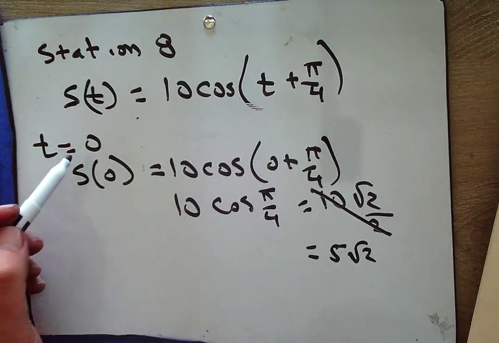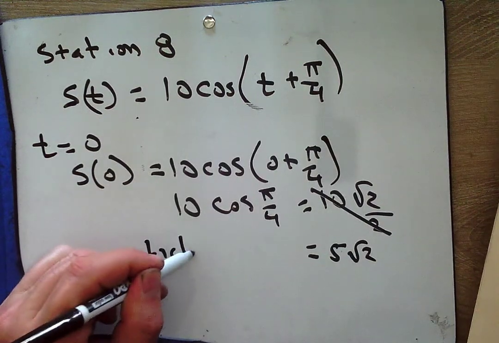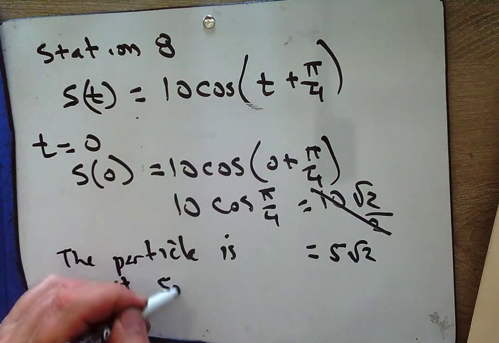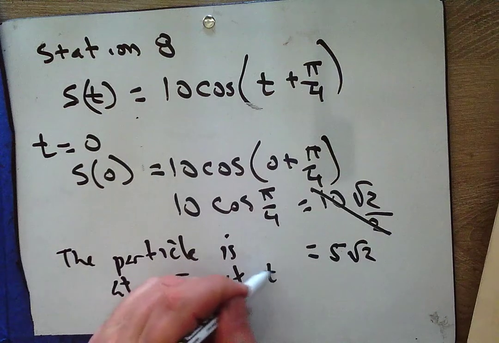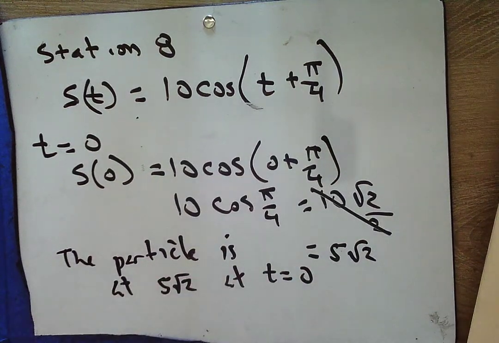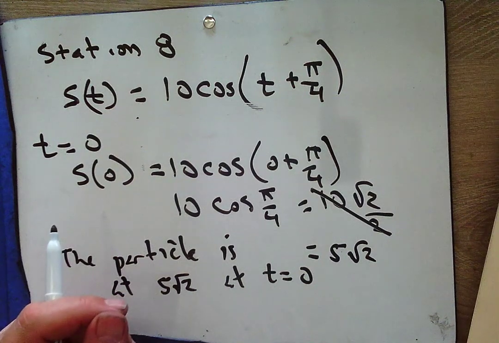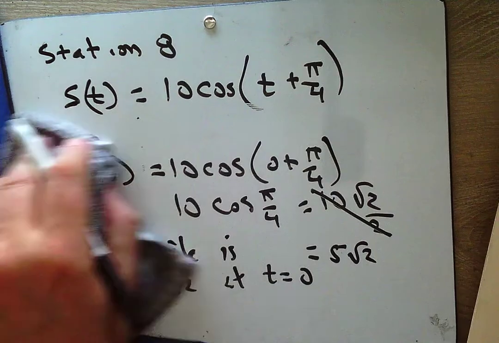So where is the particle? The particle is at this place called 5 root 2. Don't worry, all the cool kids go there at t equals 0. Okay. What points reached by the particle are furthest to the left and furthest to the right of the origin?